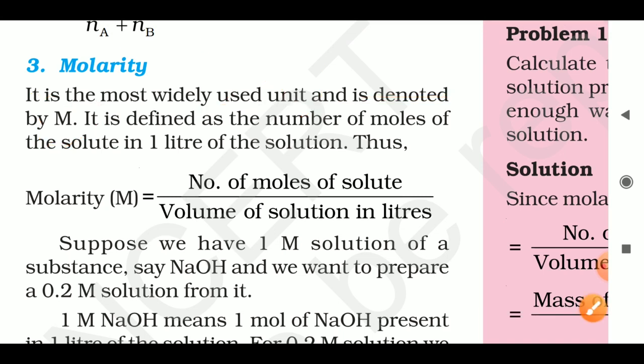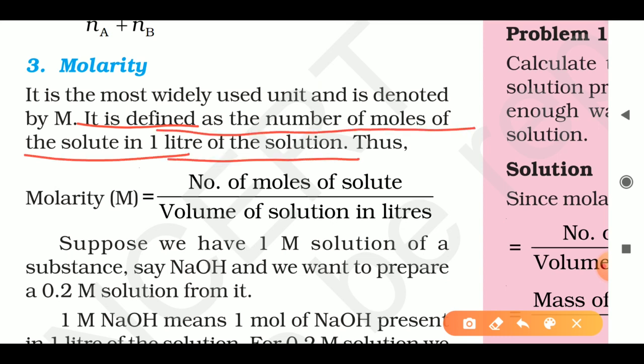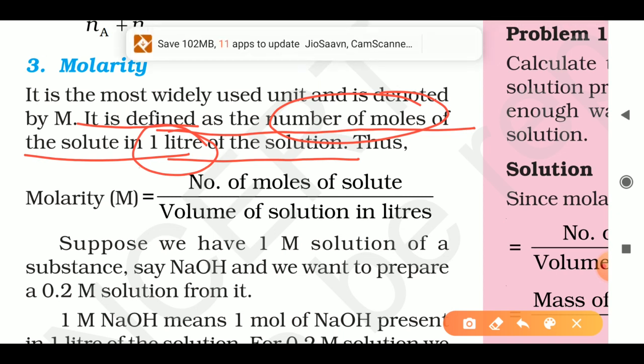Now it is defined, that definition is very important. It is defined as the number of moles of solute in 1 liter of the solution. Its definition is very easy and very short. Solute means less amount of substance, solute in 1 liter of solution. That means the amount of solution is fixed, 1 liter. Again you have to concentrate that it is solution, not solvent. Solute plus solvent, that is a solution.